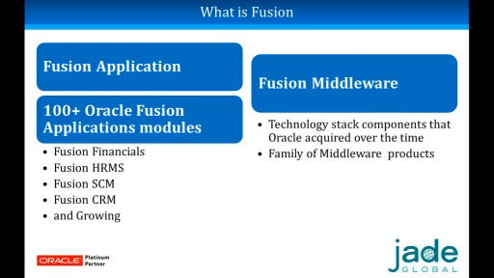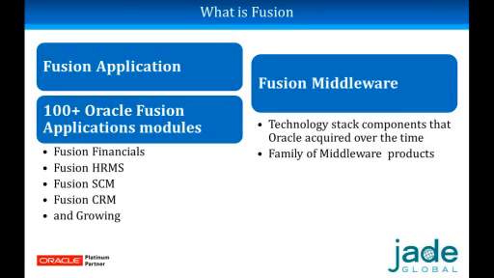Oracle Fusion was released in 2005, and right now it covers around 100 different Fusion application modules. The modules are distributed across various industries. There are Fusion Financials, Fusion HRMS, Fusion Supply Chain Management, CRM, and it's still growing because they are introducing more and more features. So this is more on Oracle Fusion applications.